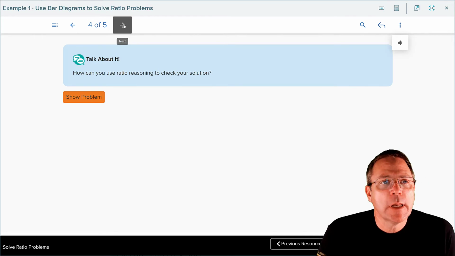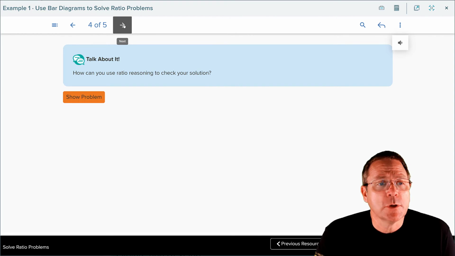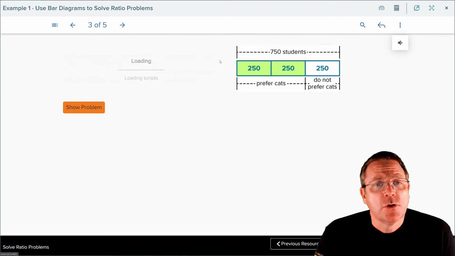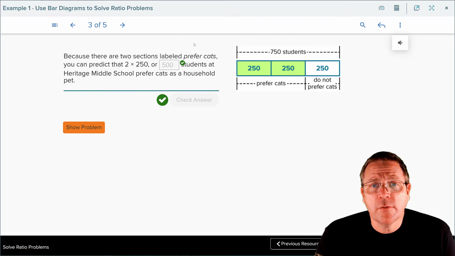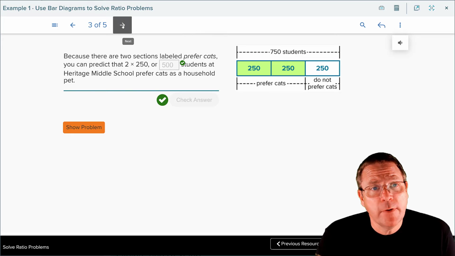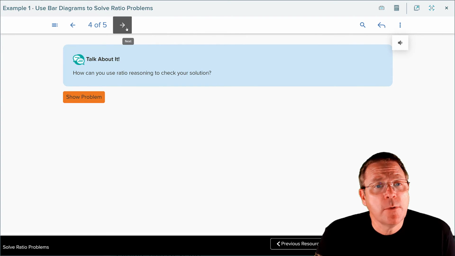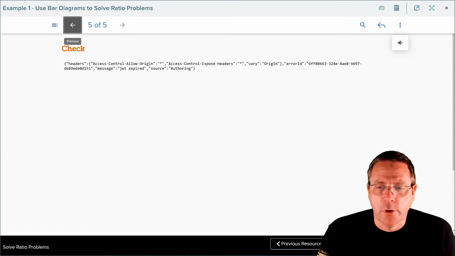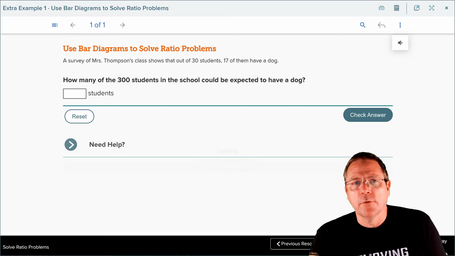Moving on to slide number 4 of this set. How can you use ratio reasoning to check your solution? Well, I guess we could just ask ourselves, does that make sense? Does two-thirds of 750 students sound about 500? I think so. And then they have their check section here, which of course doesn't work. So we're going to move on to resource number 4.